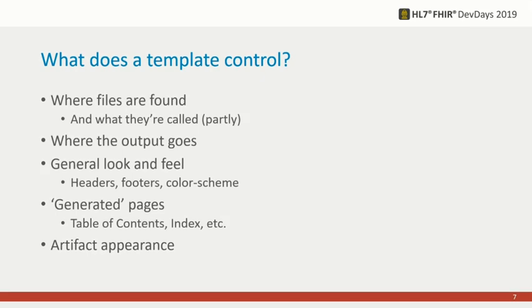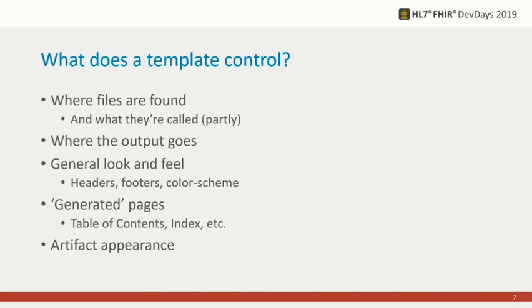If you're using the IGE continuous integration environment that HL7 uses through Git, then you don't really have a whole lot of choice. Your output has to be called output, or it won't publish. But if you're not in that constraint, then you can obviously change that. It controls the general look and feel, so what is in your header, what is in your footer, what is your color scheme, what fonts are you using.